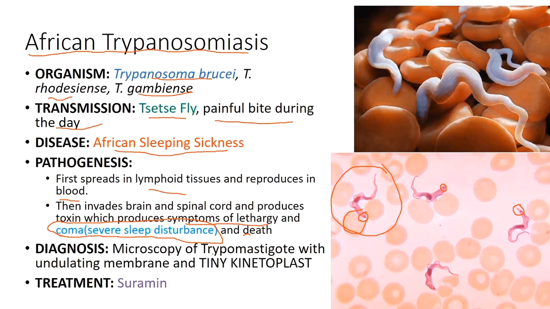Microscopy, we're going to look for those trypanosomes. Remember, undulating membrane gives it away. You can kind of see the little fins on there, but the tiny kinetoplast. Treatment for this is suramin.